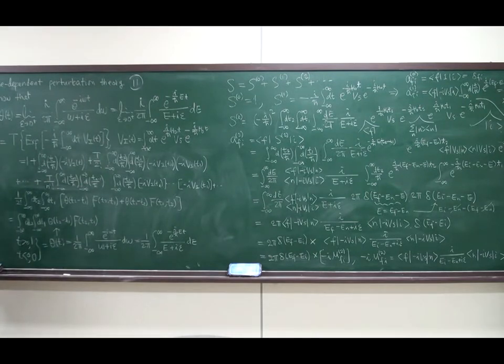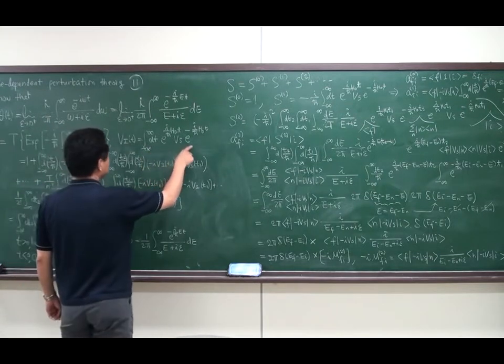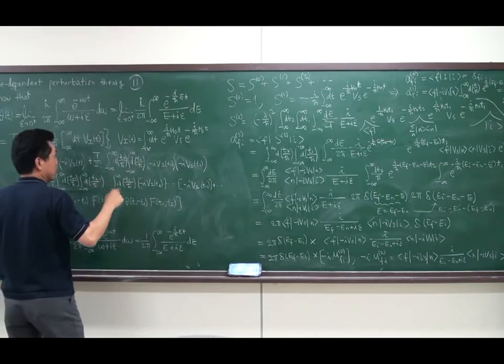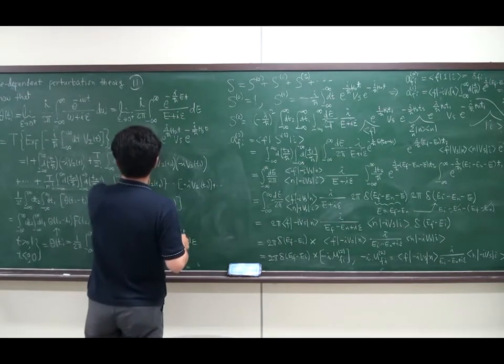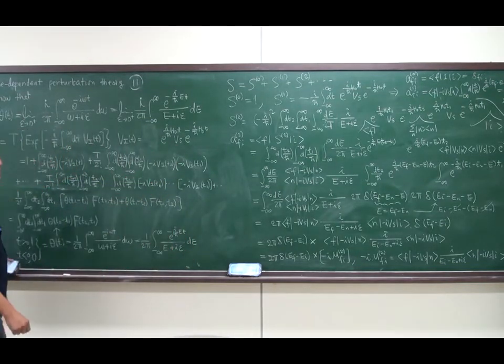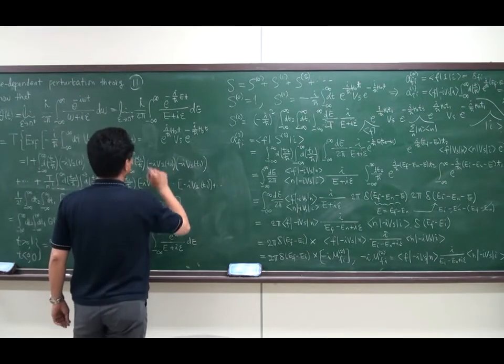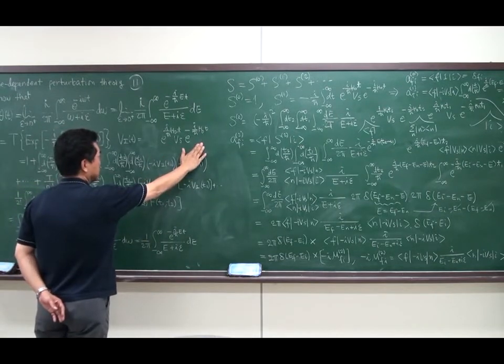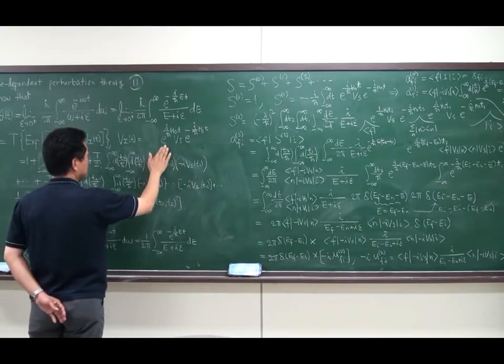In the previous class, we also derived the fact that the S matrix is a time ordered product of an exponential of minus i over h bar potential in the interaction picture. The potential operator in the interaction picture is expressed like that: an integral from minus infinity to infinity of the Schrödinger picture potential, multiplied by the time evolution operator for H0, the unperturbed state, and its inverse.